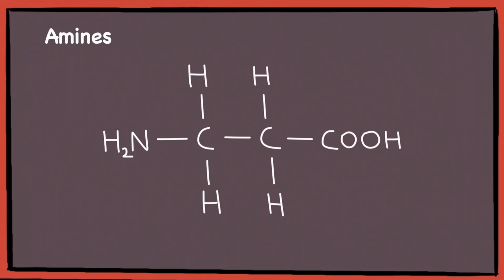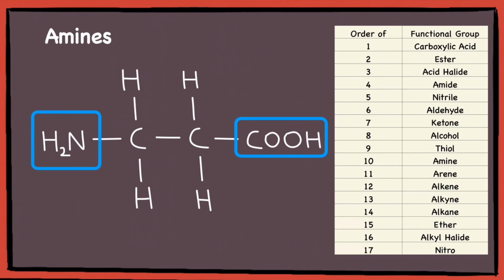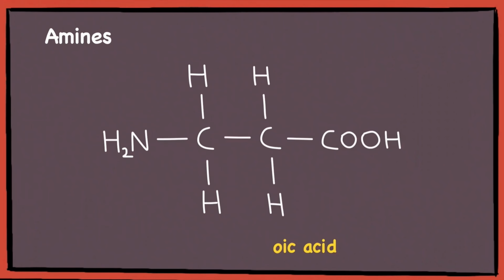While it may seem complicated, let's take it one step at a time. There are 2 functional groups here, the NH2 functional group and the COOH carboxylic acid functional group. But in this case, remember that the COOH carboxylic acid functional group is of a higher priority than the amine functional group, so the suffix will follow the carboxylic acid suffix.